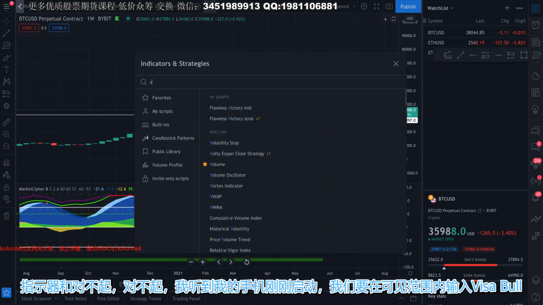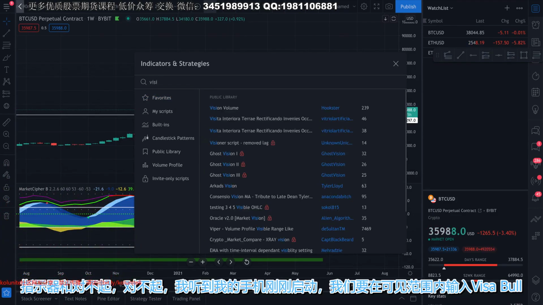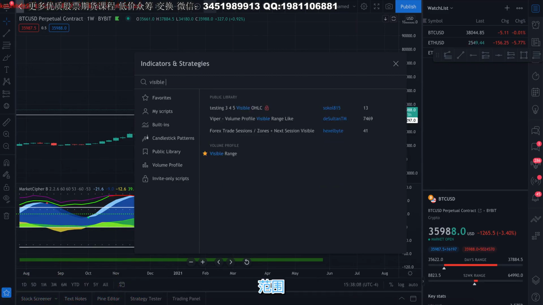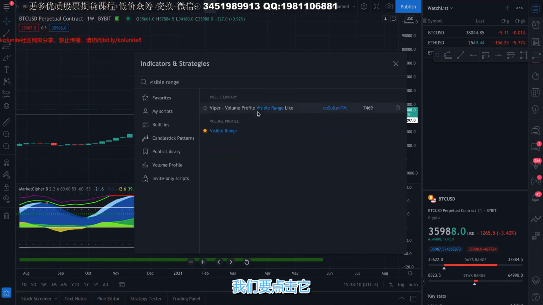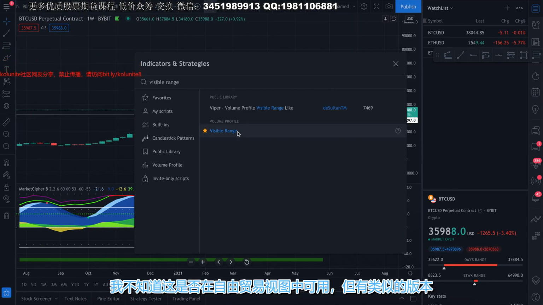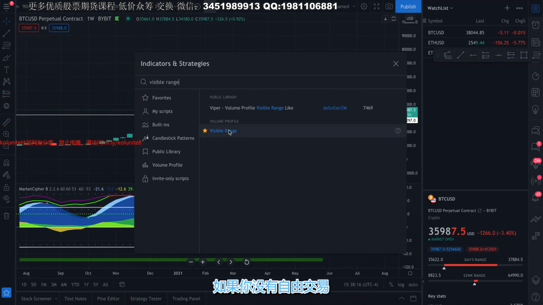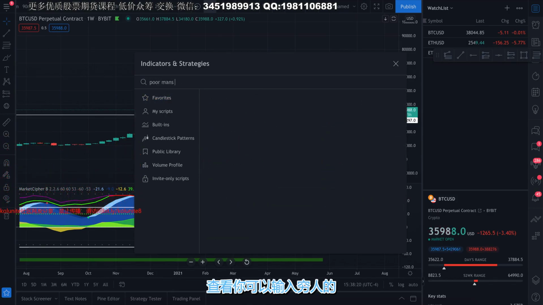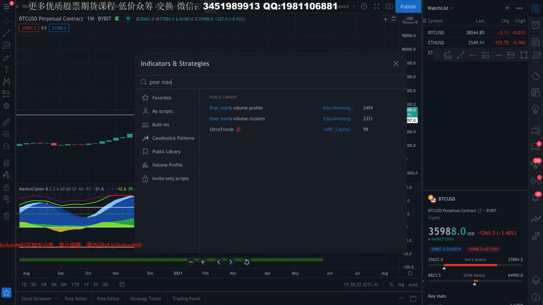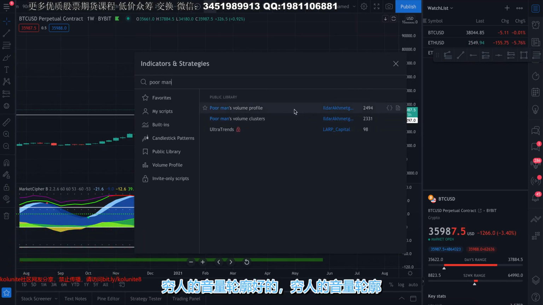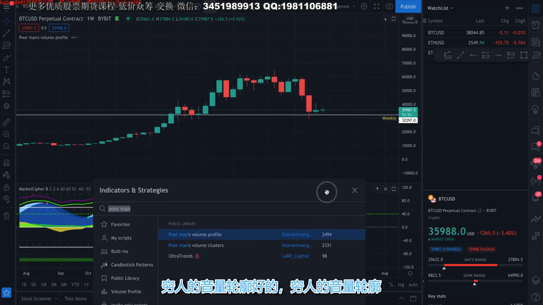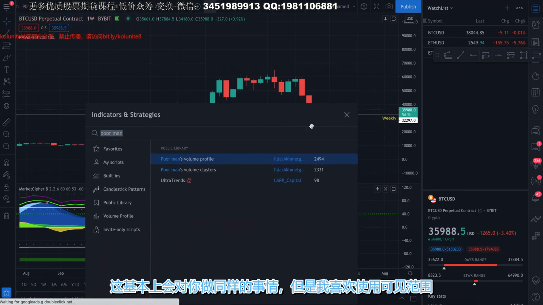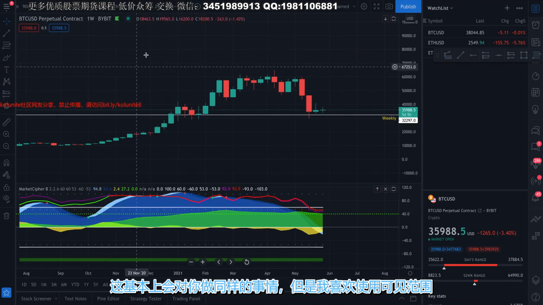We're going to type in visible range. And we are going to click it. I don't know if this is available in the free TradingView, but there are comparable versions. If you don't have the free TradingView, you can type in poor man's volume profile. Okay, poor man's volume profile. And this will basically do the same thing for you. But I like to use the visible range.